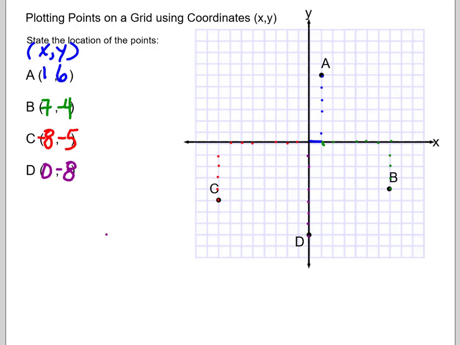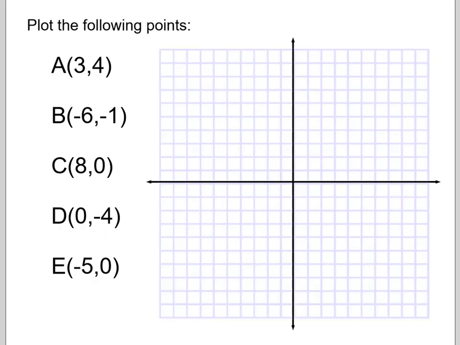Okay, so if you want to pause it here, if you need graph paper, it's posted on the website. You can download it and print it off in Word. So if you could plot these 5 points, that would be awesome. So pause it here.